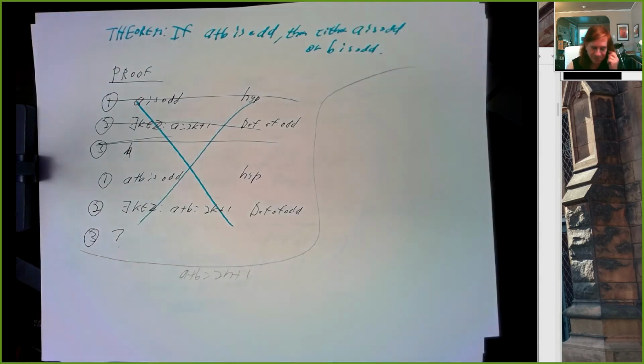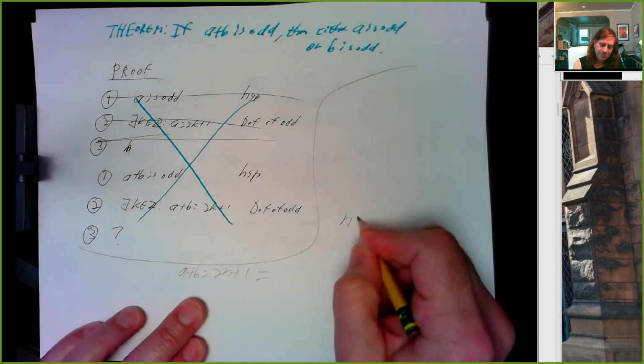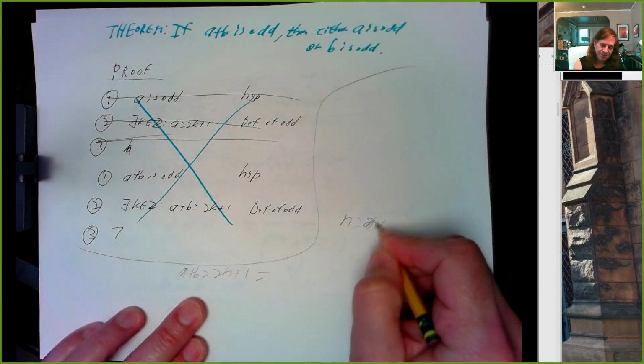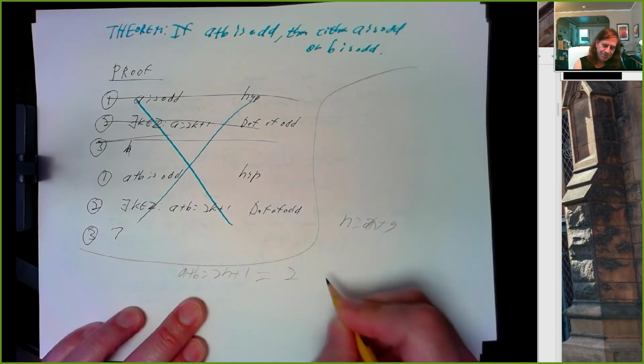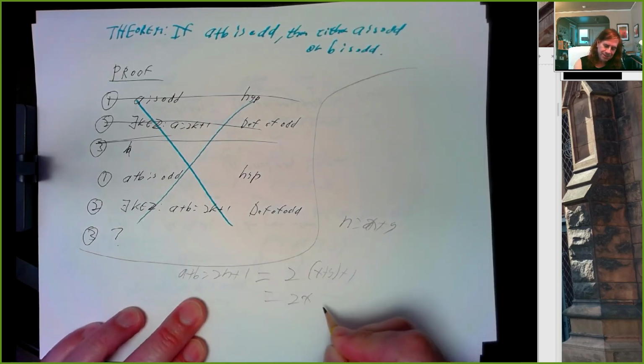A plus B equals 2n plus 1 equals, so I think you can write n as two things. So this is 2x plus y plus 1 equals 2x plus 2y plus 1.